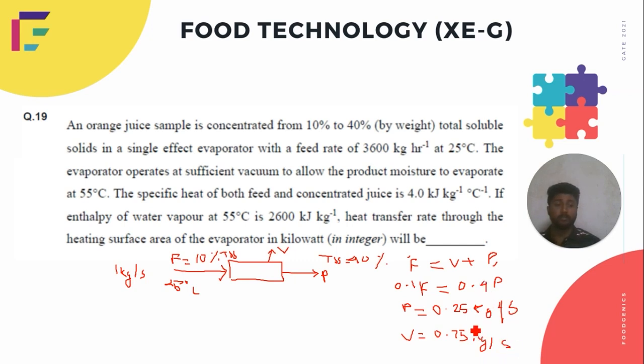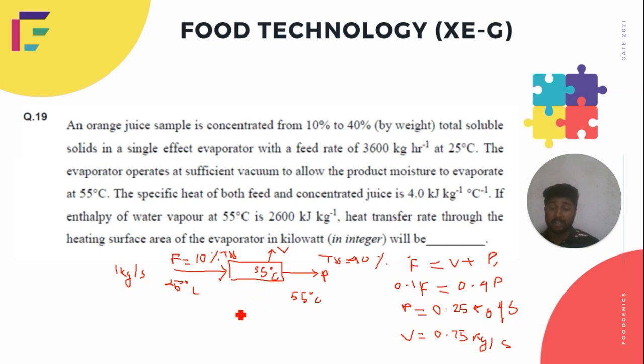So this is the basic the materials that is going in and coming out. Okay, now what the question is demanding, they are asking for the heat transfer rate through the heating surface area of evaporator in kilowatt. Okay, so heat transfer rate, so what will be the main heat out here? The inlet temperature is 25 degrees Celsius and the product temperature is your 55 degrees Celsius, and vapors are also evaporating at 55 degree Celsius.